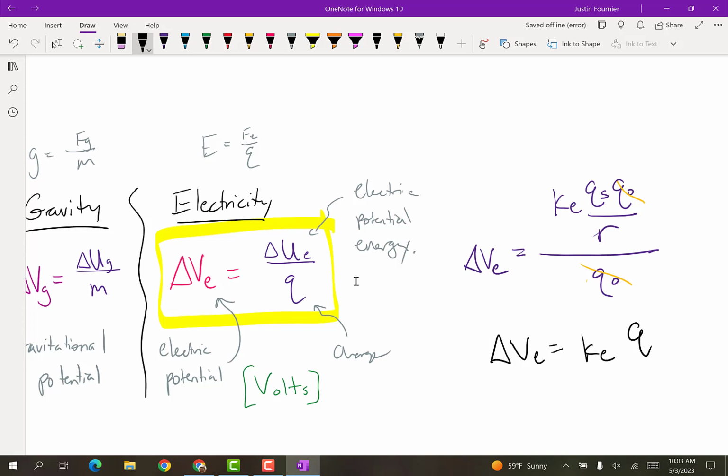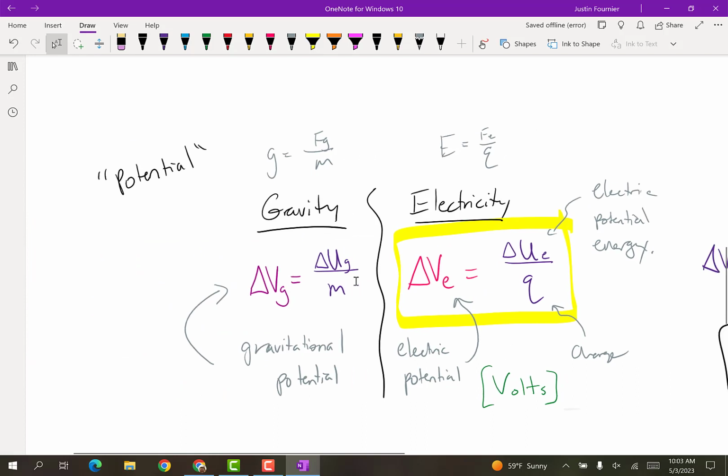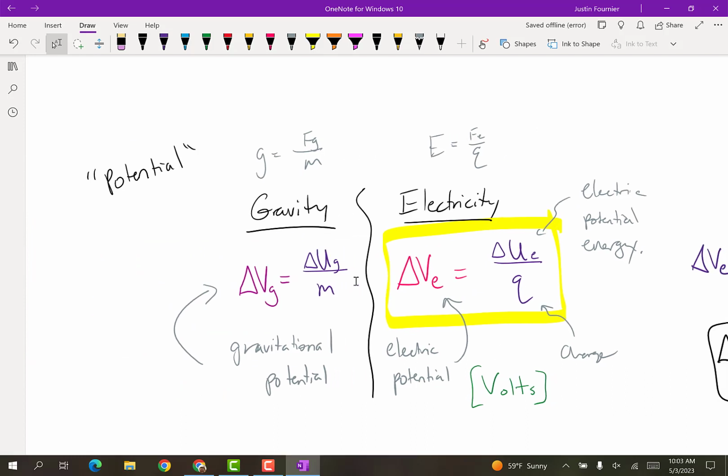Coulomb's constant times the source charge divided by R. So that's an equation you might see. We're not going to mess with it too much, but you might see that if you go on to take your E&M class. Okay, so yes, potential is measured in volts, and let's get more of a conceptual idea of what potential is.